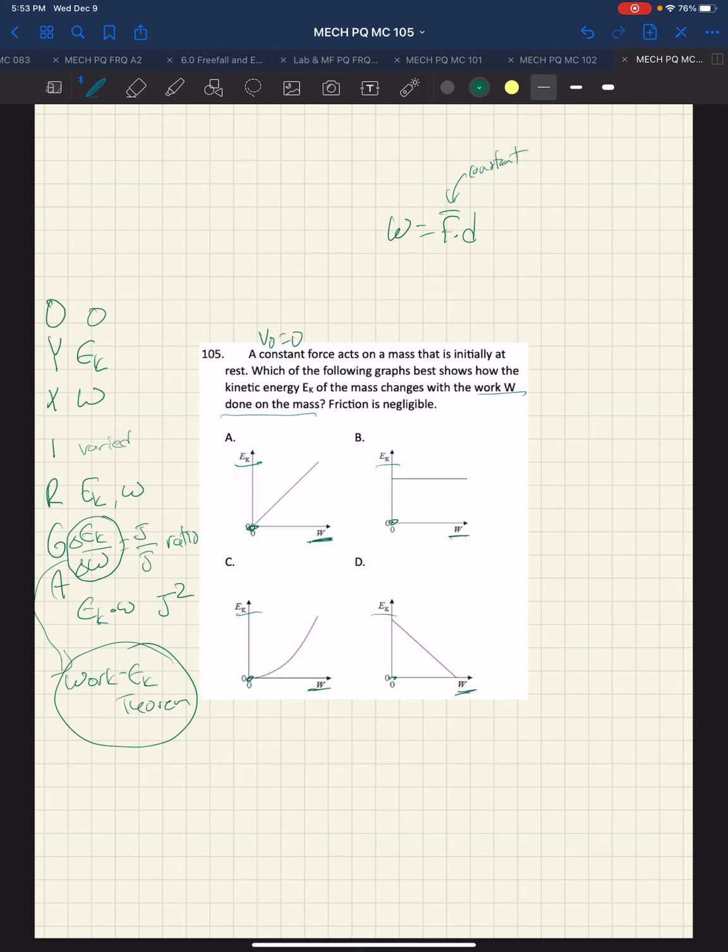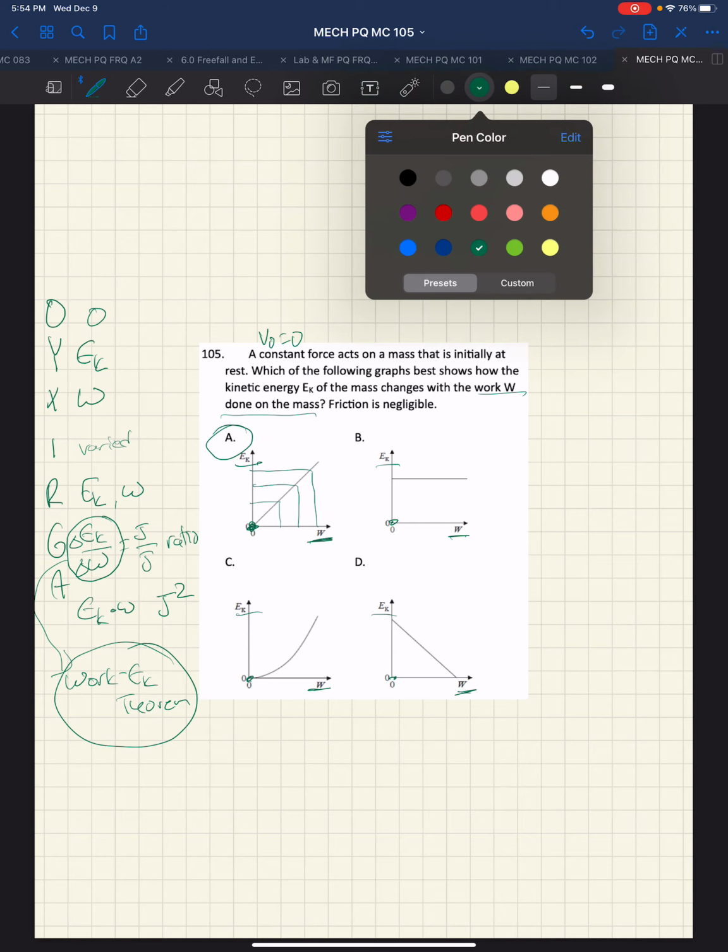So let's see here. The first one says when there's 0 work done, there's 0 kinetic energy. And as we do work, that work goes into the kinetic energy. Whatever work we do goes into the kinetic energy. That looks like it's our answer, but we're not done.